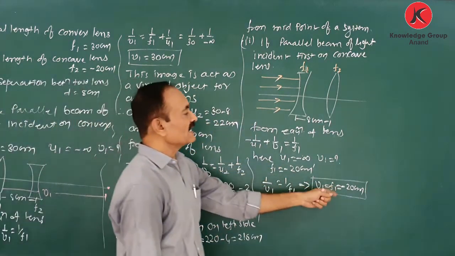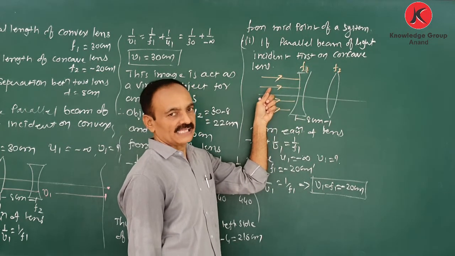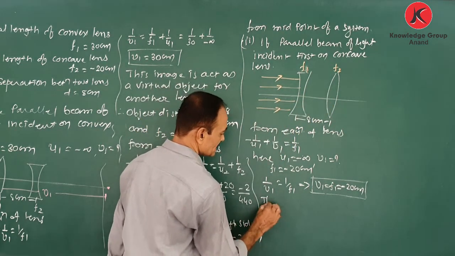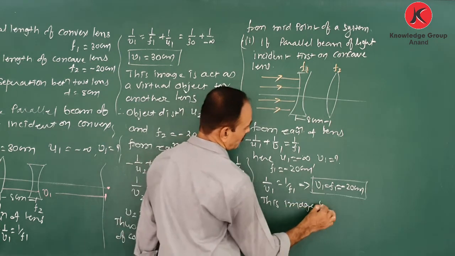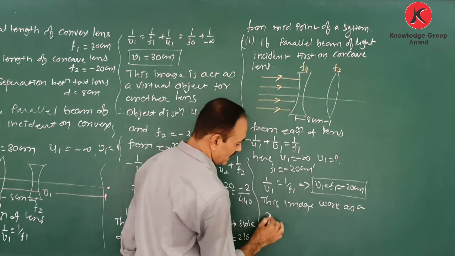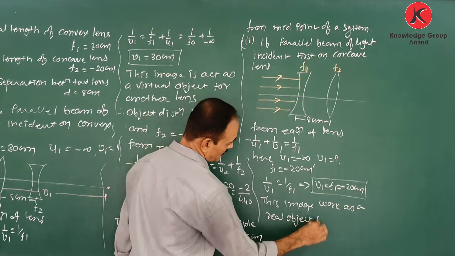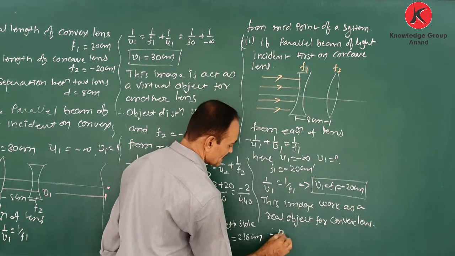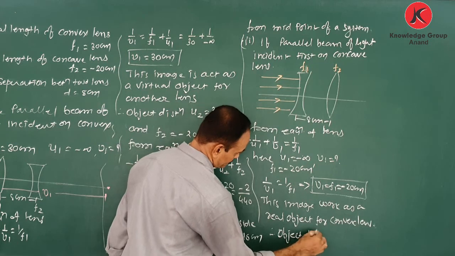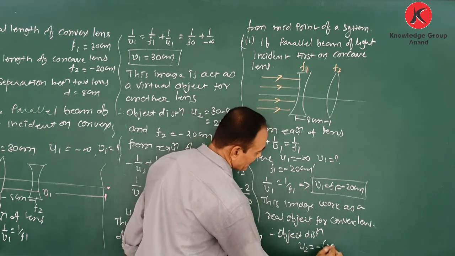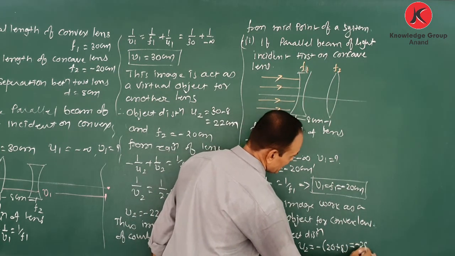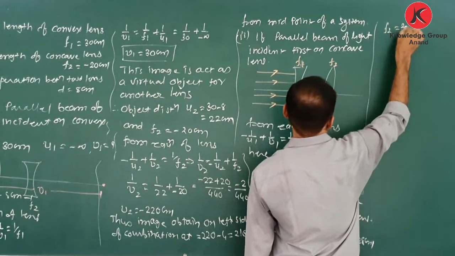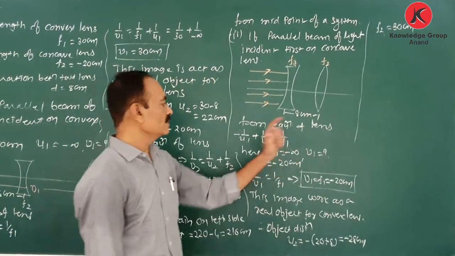Now, the image formed on the left side of this concave lens acts as a real object for the second lens. This image works as a real object for the convex lens. Therefore, the object distance u2 is equal to minus 20 minus 8, that means minus 28 centimeter, and f2 is equal to 30 centimeter.